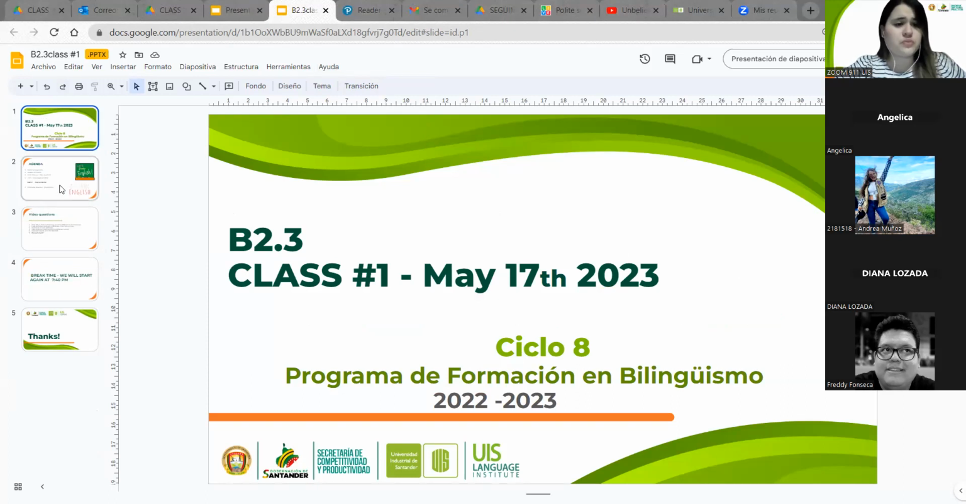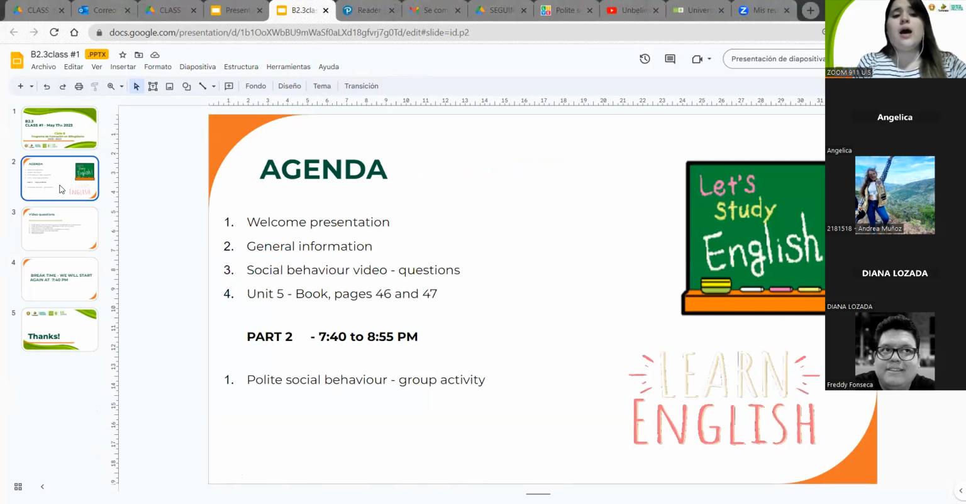As I said, today is May the 17th. We are having the first class of B2.3. In the agenda, we are going to have the welcome presentation as part of the protocol that we always have at the beginning of the cycle. I know you know this information, but it's part of the protocol. I'm going to share the important dates and information related to this cycle. Then after we finish with this, we are going to watch a video about social behavior, and we're going to answer some questions.